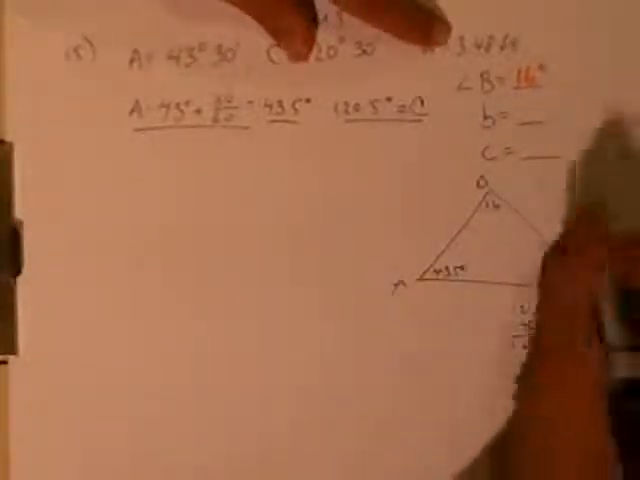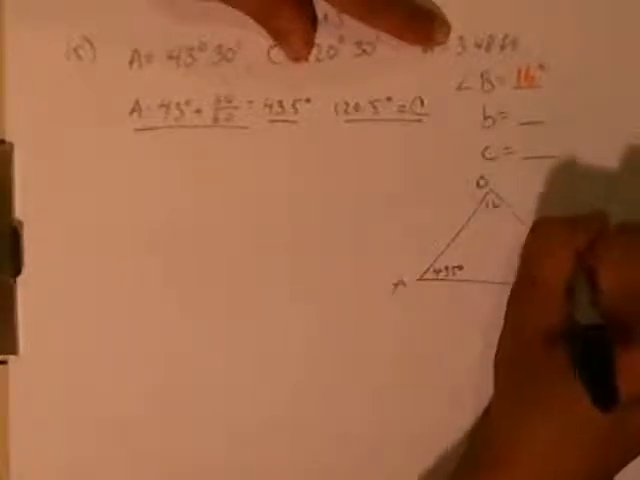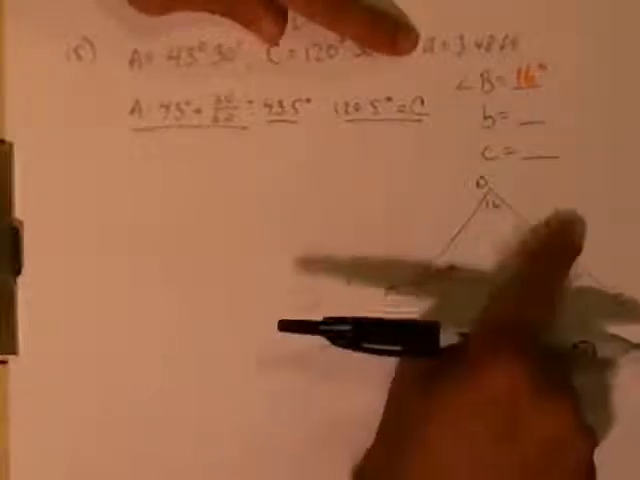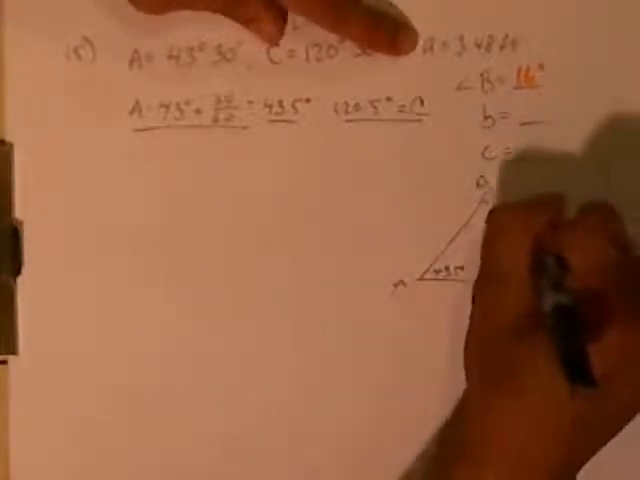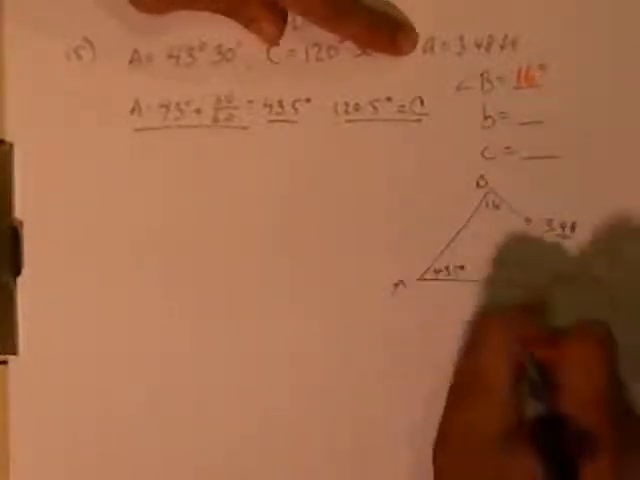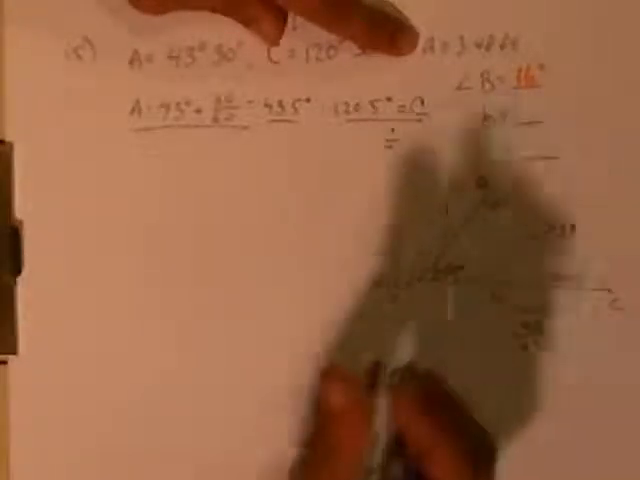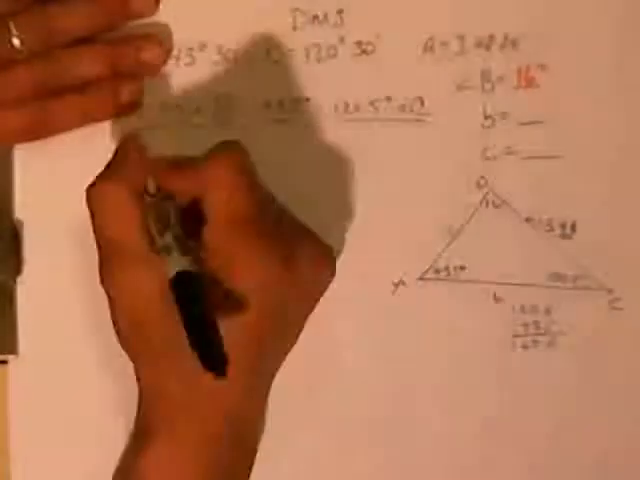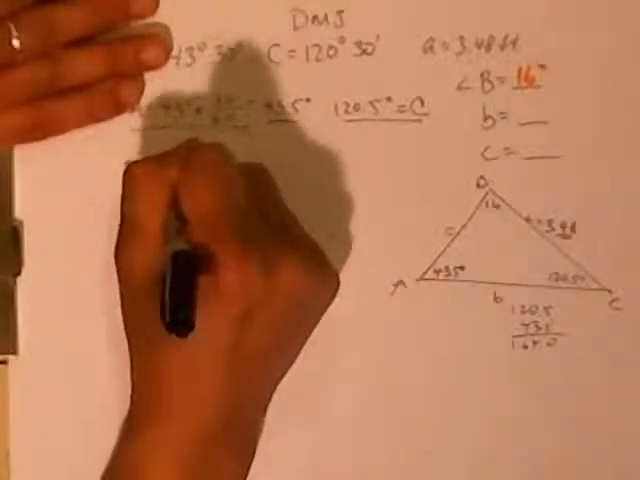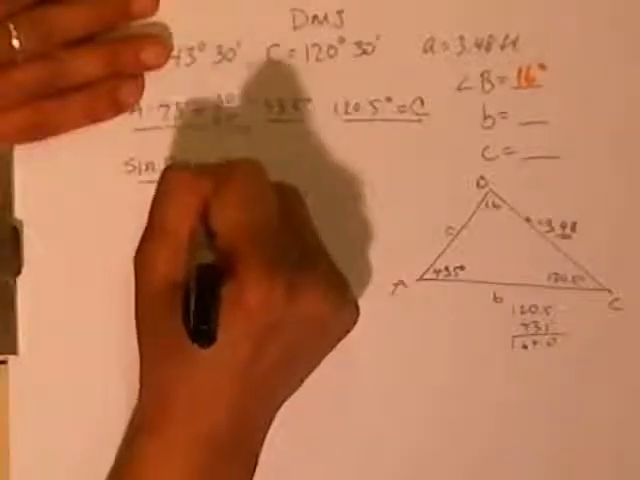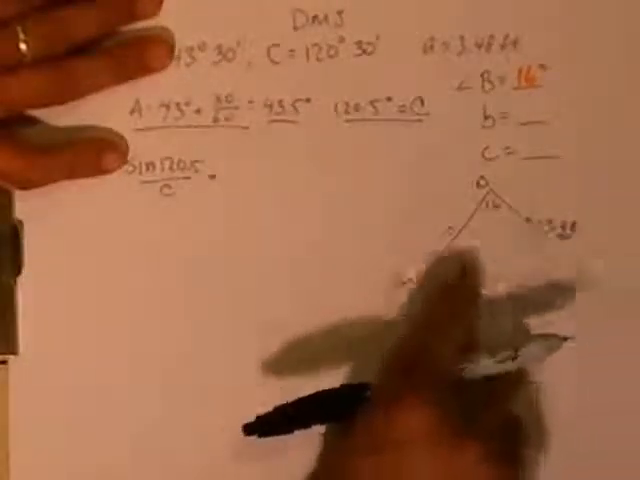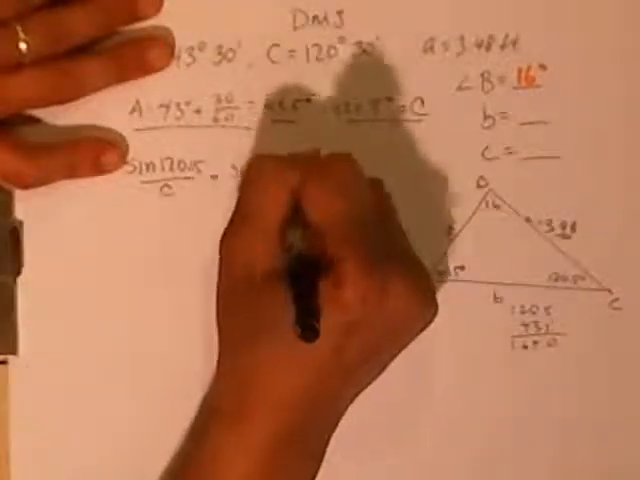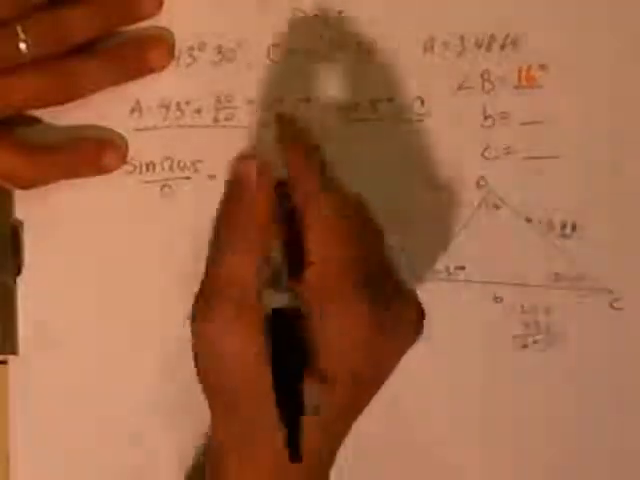We have some other information. Little a is 3.48. There it is located right across from the angle. Side a is always opposite the angle. We're looking for little b and little c. Now we can use the law of sines. Sine of c over little c. Sine of 120.5 over little c is equal to, and we know these, sine of 43.5 over 3.48.